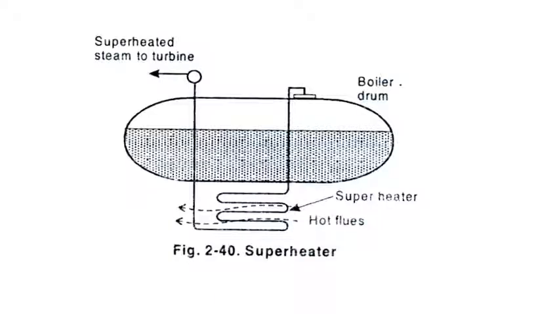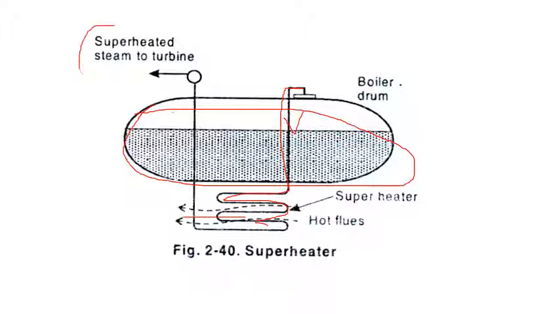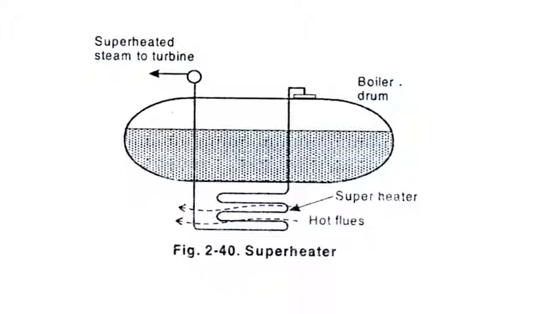In the sketch you can see, right, from the steam drum, the tapping has been taken out from the boiler drum, and this is the superheater tube where it comes in contact with the flue gas. Then the superheated steam will be moved to the prime mover, in this case a turbine. So it plays a very important role.